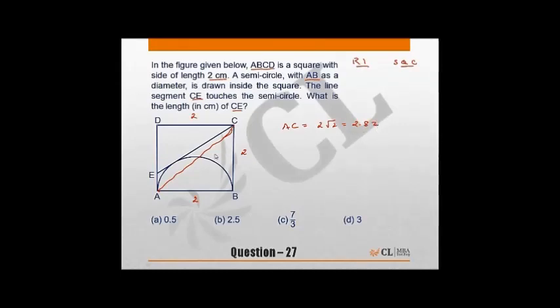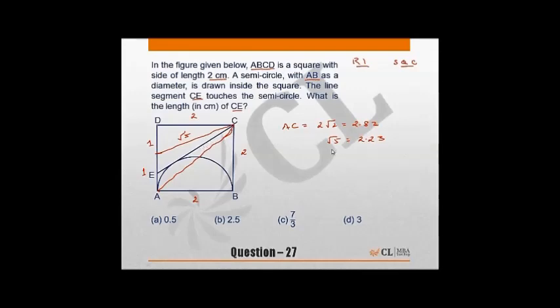Second, if E was not here but at the midpoint, that means this is 1 and this is 1. If that is the case, how much would this be? This would be root 5, which is nothing but 2.23. I am just applying the Pythagoras theorem to get these values.